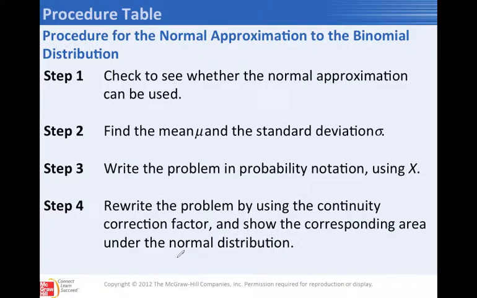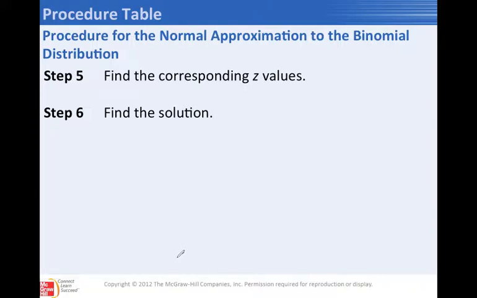So here's a procedure, and this is in your book. Step 1: first you see if you can use the normal approximation. Find the mean and standard deviation for your data with the information that you're given. Write the problem using X with your probability notation. Then rewrite the problem using your continuity correction factor, where you subtract a half or add a half. Then draw a normal distribution and try to show for yourself what information you're looking for. Then find the z-values and find the solution. So that part, steps 5 and 6, is what we've been doing all through this chapter.